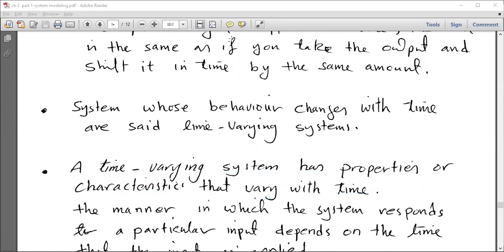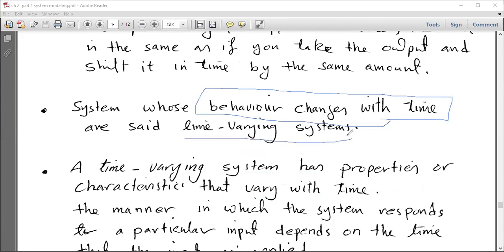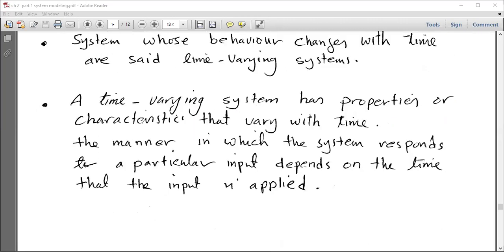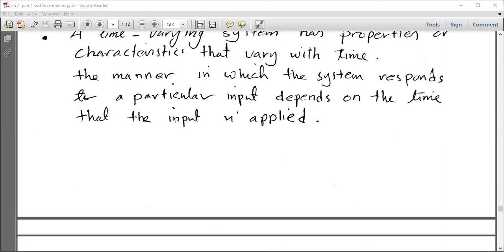Now, in another way, systems whose behavior changes with time. If the behavior of the system changes with time, then we call it a time varying system. If you apply the input now, you will get an output. If you apply it after 1 hour, you may have a different output. This is what we refer to as a time varying system. It changes its behavior depending on time. So a time varying system has properties or characteristics that vary with time.